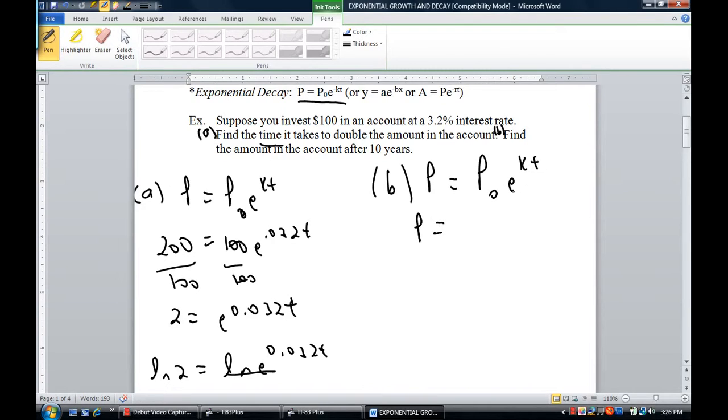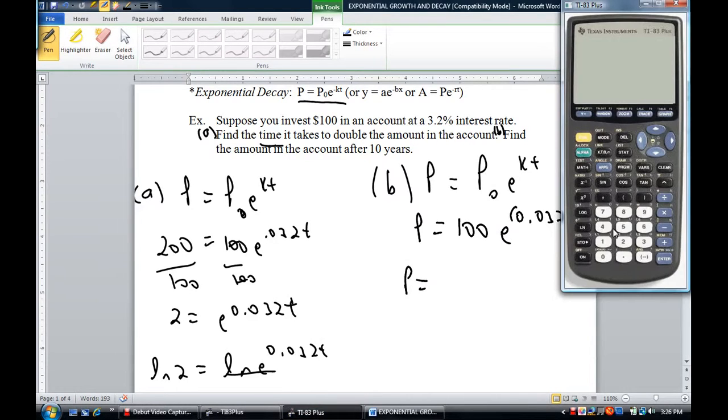So let's find out if we do the math correctly. We know in 21 years or so it's going to be 200, but in 10 years it has to be less than 200, but more than 100 because that's the initial amount. k is 0.032, and then t in this problem is 10. So I'm just going to take out the calculator and we're going to try to type it in.